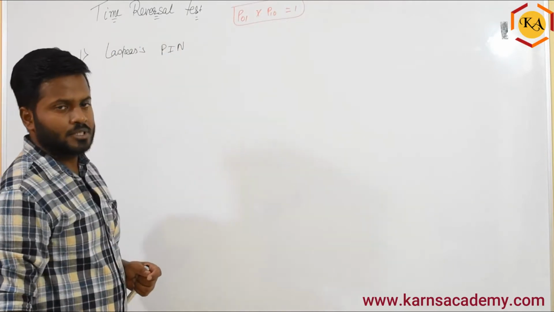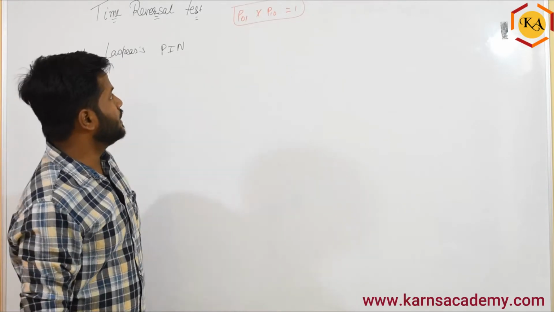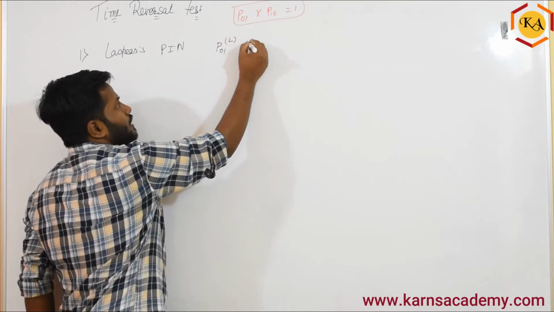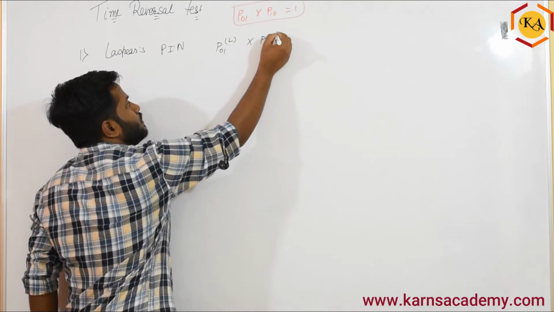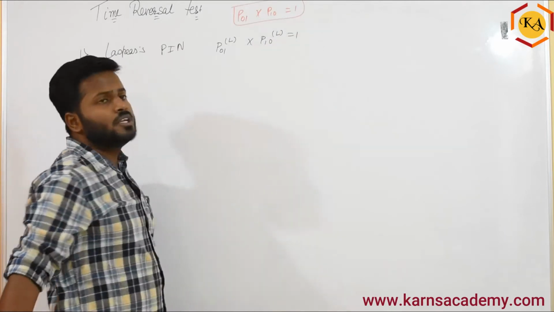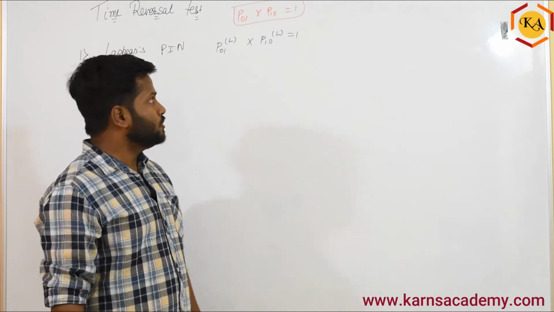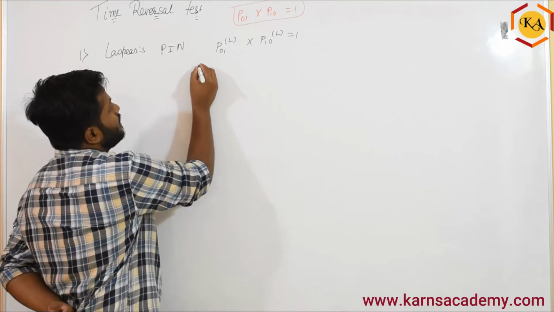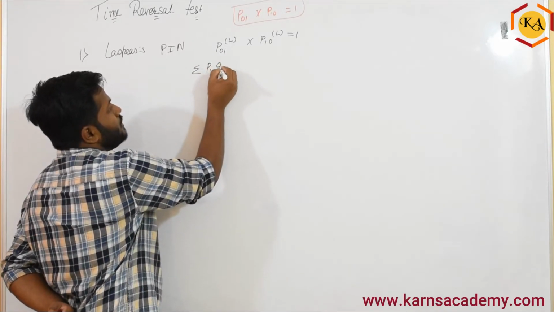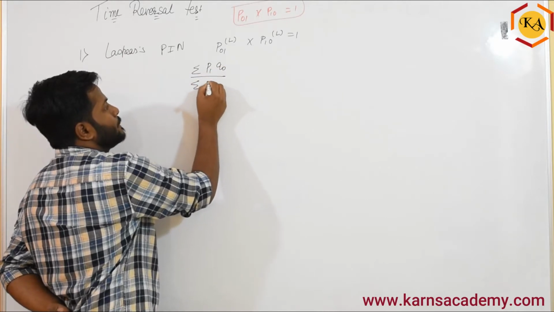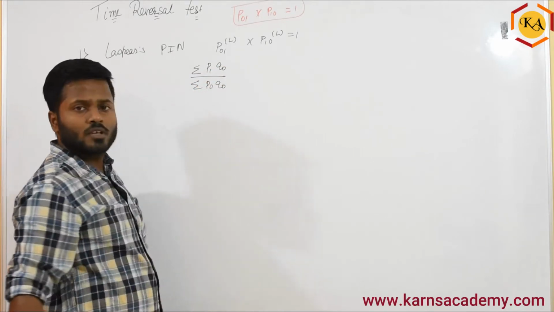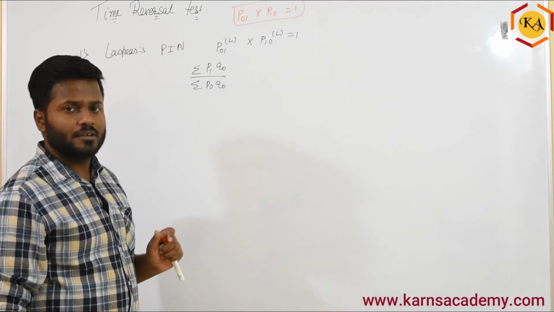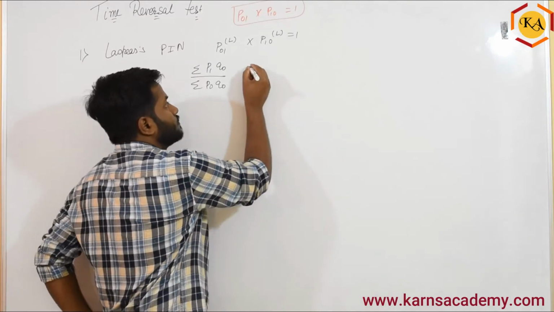Laspeyres price index number. If you observe this properly, what is written is that P01 Laspeyres into P10 Laspeyres should be equal to 1. Correct? The P01 formula we know already. That formula is summation P1 Q0 by summation P0 Q0. Correct? 100 we are not taking, multiplying, we are keeping it in a ratio only.